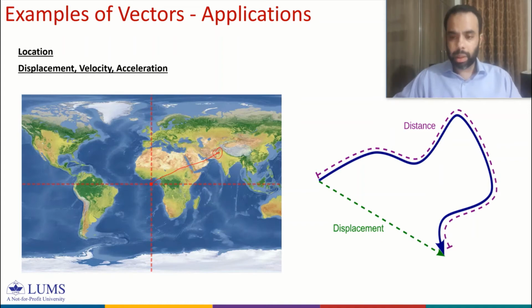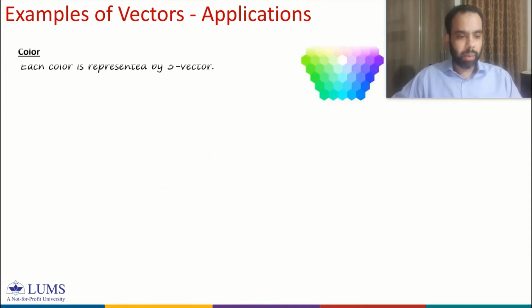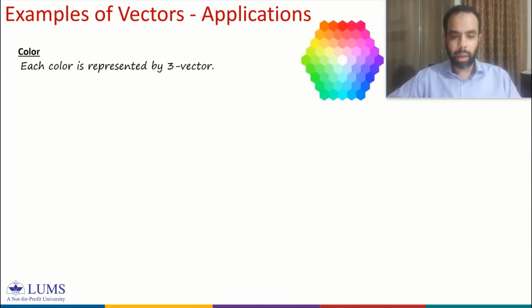Other examples could be, say we have a color. Each color is represented by a 3-vector. We're talking about RGB here. So we know that each color has 3 components: red, green, and blue, and therefore we can represent each color by a 3-vector, where each value represents the contribution of each of the primary colors.